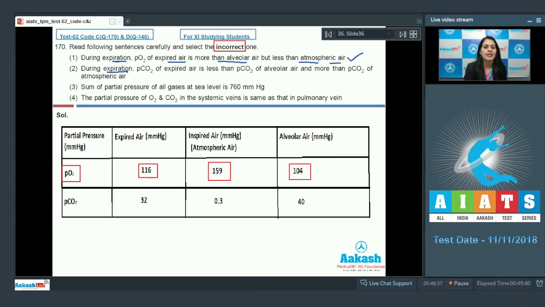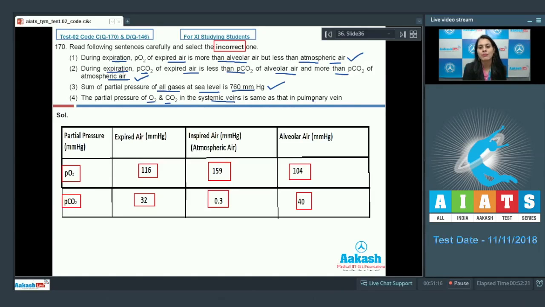The second option is during expiration, PCO2 of expired air is less than PCO2 of alveolar air and more than PCO2 of atmospheric air. So as you can see in this table, PCO2 of expired air is 32 mmHg, and this is less than the PCO2 of alveolar air, which is 40 mmHg, and more than PCO2 of atmospheric air, which is 0.3 mmHg. So this is also a correct statement. Our third option is sum of partial pressure of all gases at sea level is 760 mmHg, and this is also a correct statement.